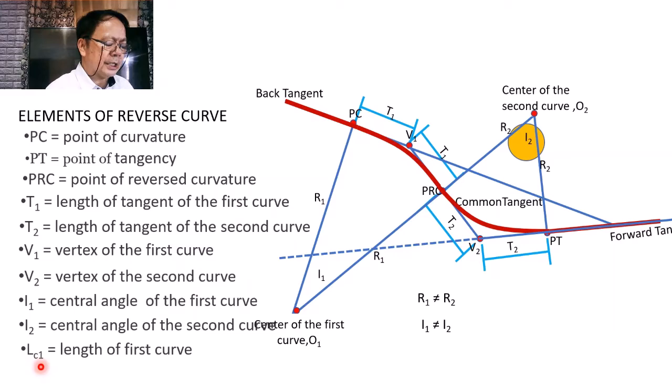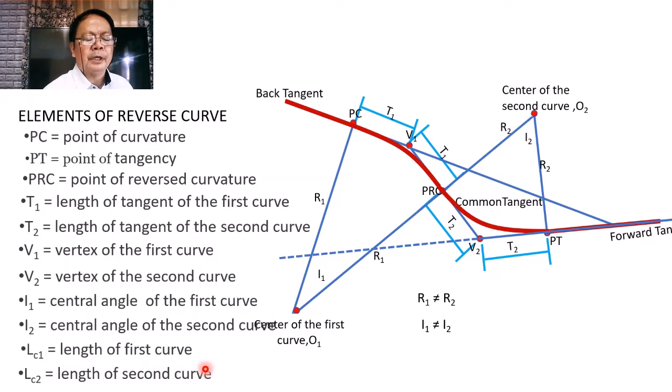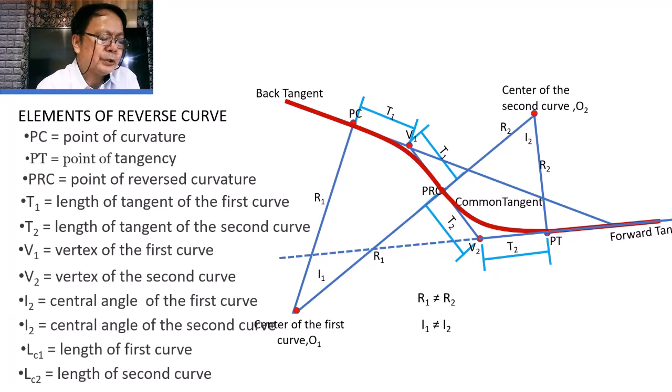Next element is the length of the first curve. The length of the first curve refers to how long our curvature is from PC to PRC, and represented here by the blinking arc or curvature. The next element is the length of the second curve. The length of the second curve is the arc length from PRC to PT of the second simple curvature of the reverse curvature. This is the blinking arc of the second curve. The other elements of the reverse curvature are the following.